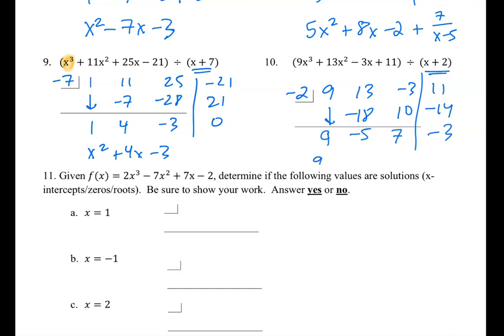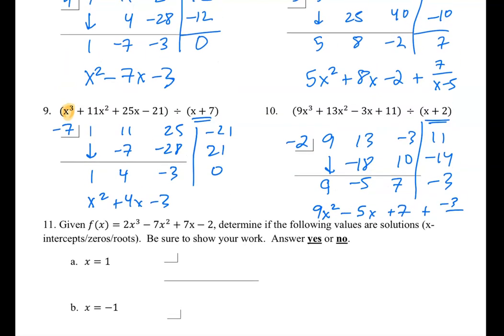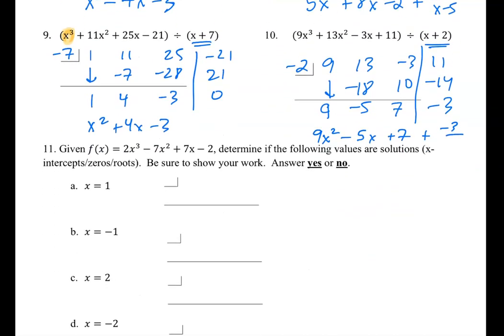Okay, so here's what I get. 9x squared minus 5x plus 7, and then the remainder over the thing I was dividing by, which on this one was x plus 2.